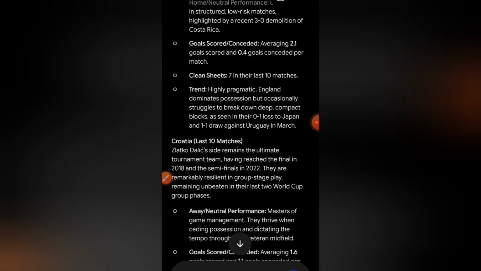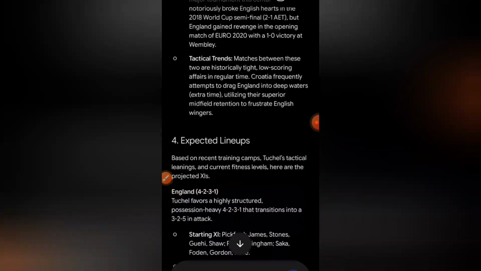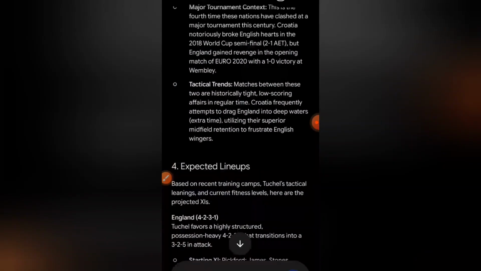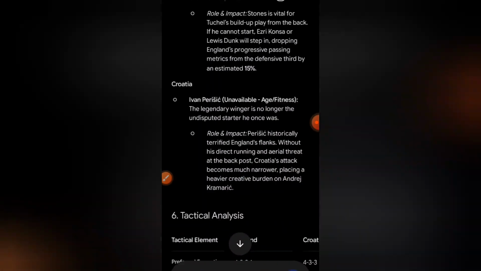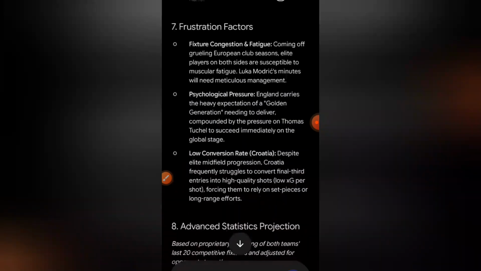One trend about them is that England dominates possession, but occasionally they struggle to break down a deep, compact block, as seen in their 0-1 loss to Japan and 1-1 draw against Uruguay in March. All right, let us skip this particular section, their missing players impact, and the tactical analysis.